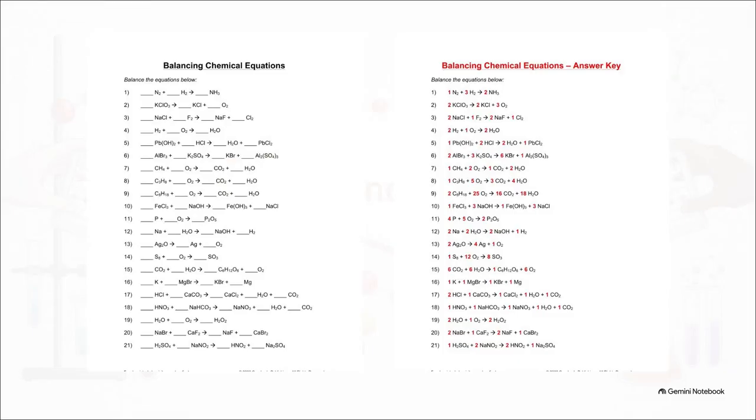Just look at the visual difference between the raw, unbalanced mess on the left and the beautiful mathematical order on the right. Check out equation number 9. 2C8H18 plus 25O2 yields 16CO2 plus 18H2O. I mean, this proves the incredible power of using systematic coefficients. Imagine trying to just guess the number 25 for oxygen. Yeah, right. That's exactly why we rely on this system.